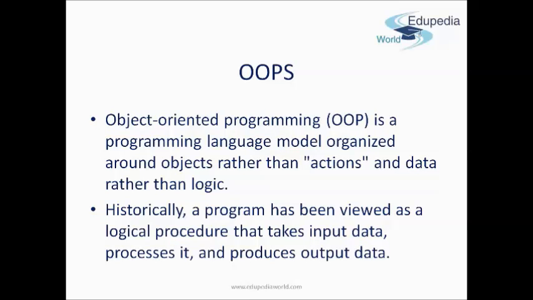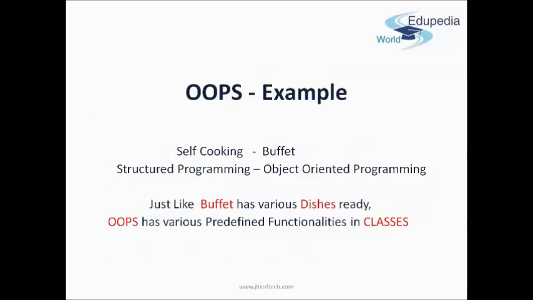Now, coming to the next concept is object-oriented programming. Basically, whatever programming that we do in classical or ALV reports is a basic conventional logical procedure that we normally follow. Whereas object-oriented programming is a programming language organized around objects rather than actions, and data rather than logic. Historically, a program has been viewed as a logical procedure that takes input data, processes it, and produces output data. That's a theoretical kind of explanation about OOPS.